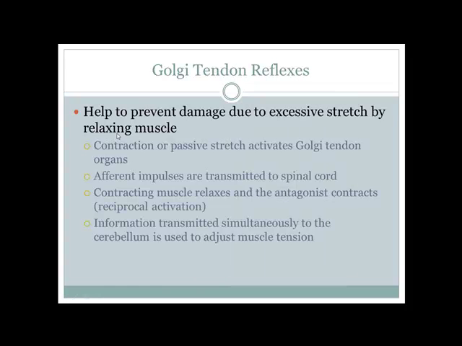Next one is Golgi tendon reflexes. These guys are there to prevent excessive stretch by relaxing a muscle, all right? So if you have contraction or passive stretch against a Golgi tendon organ, the muscle will relax in order to protect the area. So you'll contract or you'll passively stretch, that'll activate our Golgi tendon, and we send sensory afferent impulses to the spinal cord. The contracting muscles will then relax, and the antagonists are going to contract. So that's kind of the opposite of what we were saying before. Contracting muscles relax, and the antagonists contract.